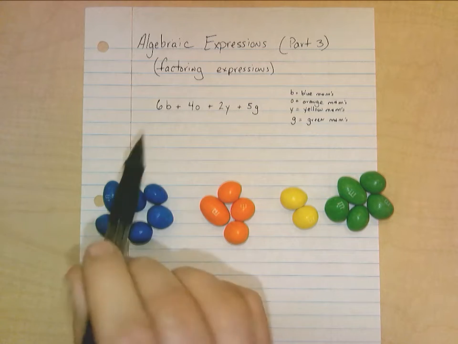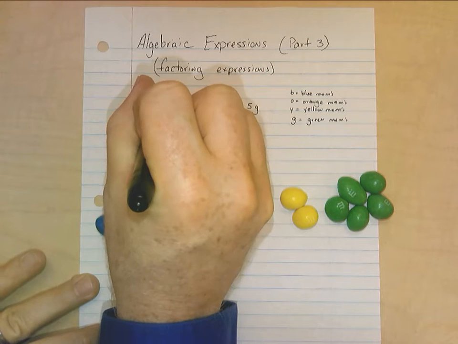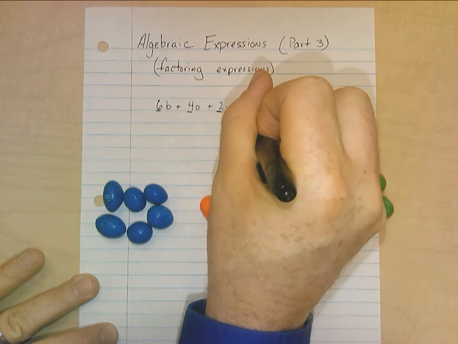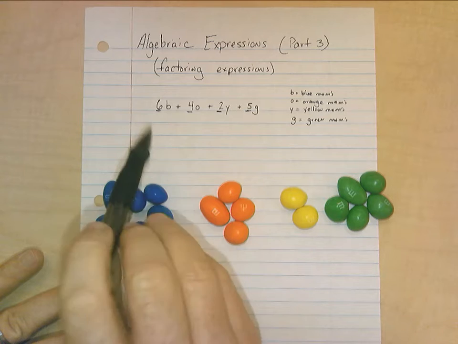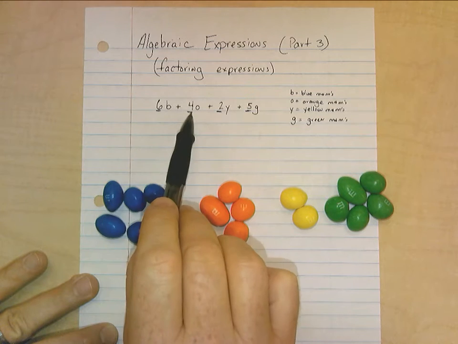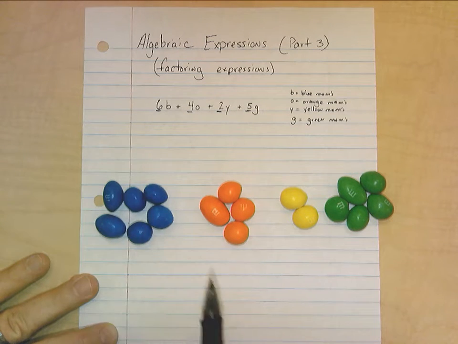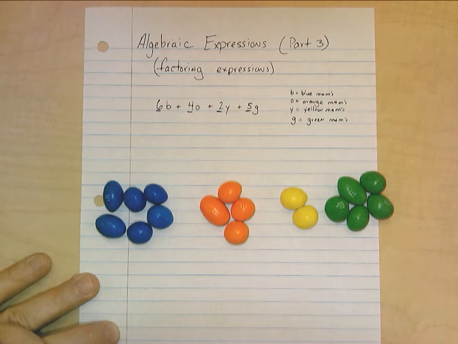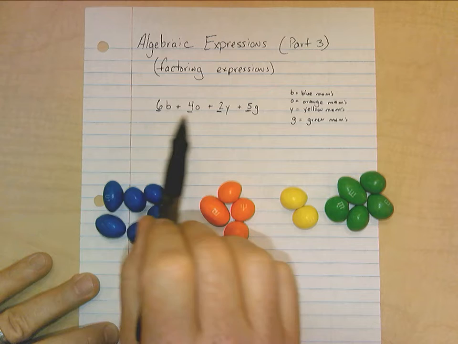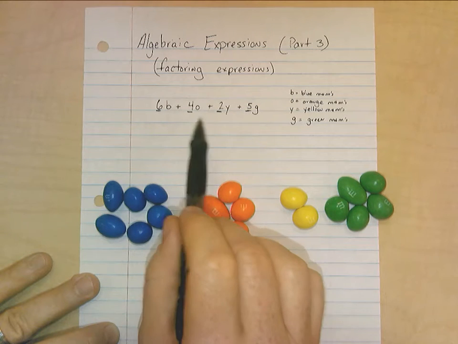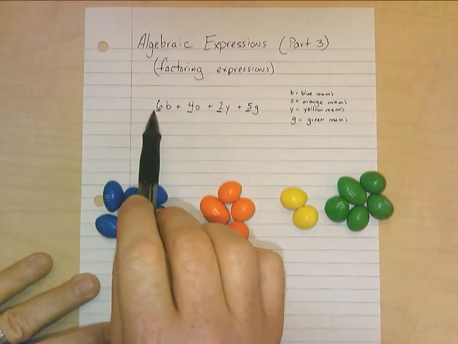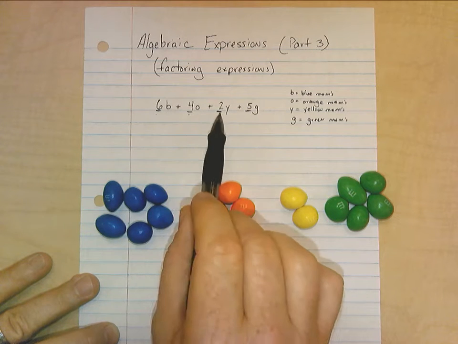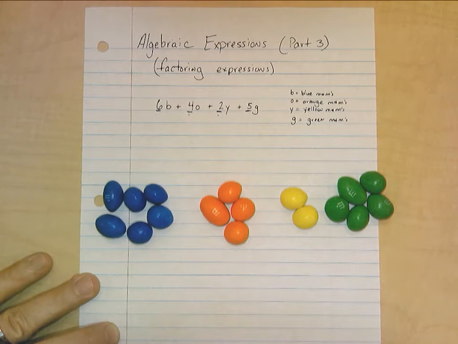Is there anything, if I look at the coefficients here, if I look at 6, 4, 2, maybe not 5, but if I look at the first 3 terms here, is there any number that can go into 6, 4, and 2? Is there any factor? Is there a way I can factor anything out of 6, 4, and 2? Well, they're all multiples of 2. I can divide this by 2, I can divide this by 2, and I can divide this by 2.